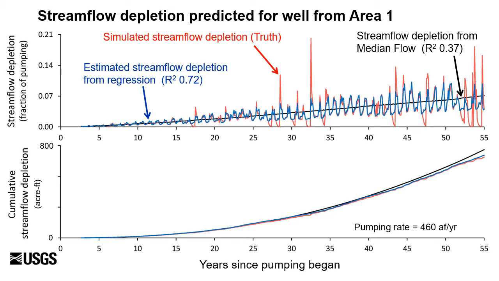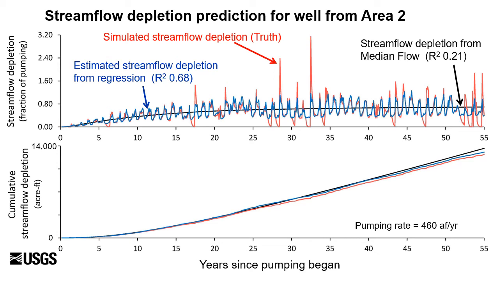Now looking at the lower curve, that's the cumulative streamflow depletion over time. This gives us a sense of how well it's doing and what the bias is between the two methods. We can see that the red line again is the truth in this case, and the blue line is the estimated depletion curve based on the regression that we've been developing. And there's really almost no bias between the two, because what we're missing on the highs and lows are basically canceling each other out.